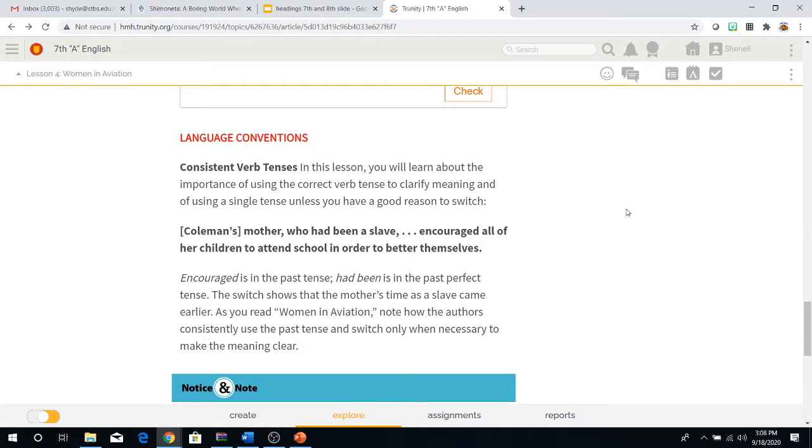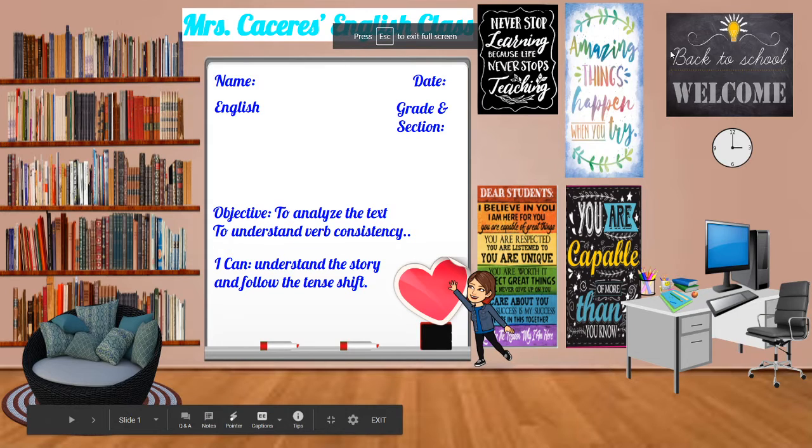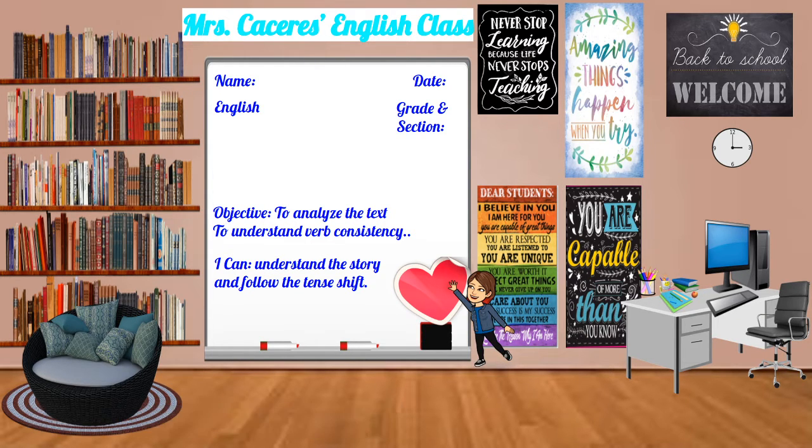So today we're going to move to our I can statement and our objective first, as usual. Heading: name, date, English class, Mrs. Cáceres English class, grade and section. The topic for today is language conventions, and our objective is to analyze the text to understand the verb consistency as well. Our I can statement is: I can understand the story and follow the tense shift.